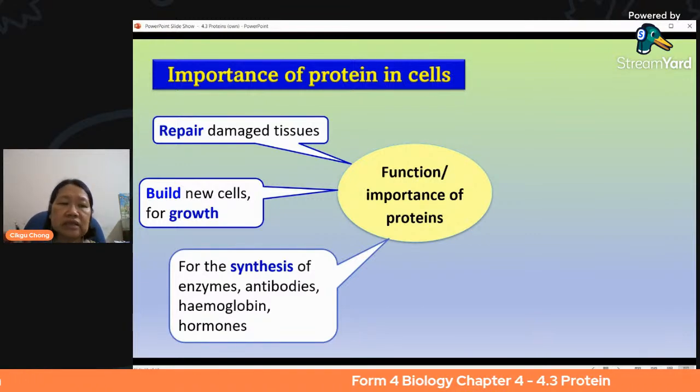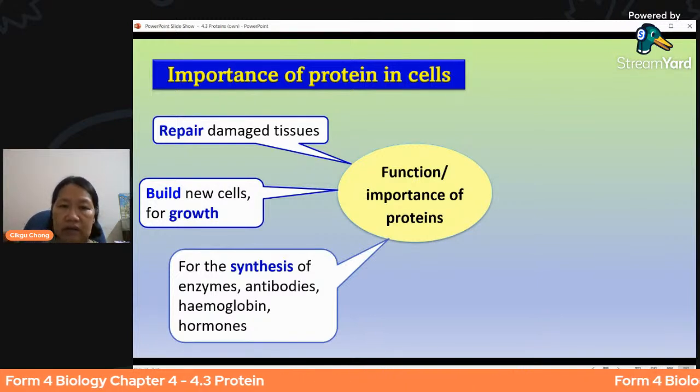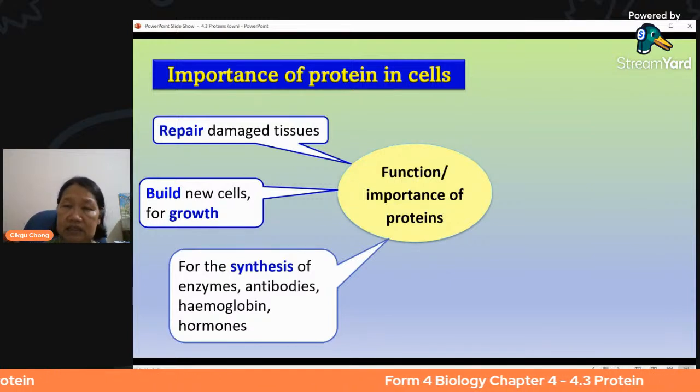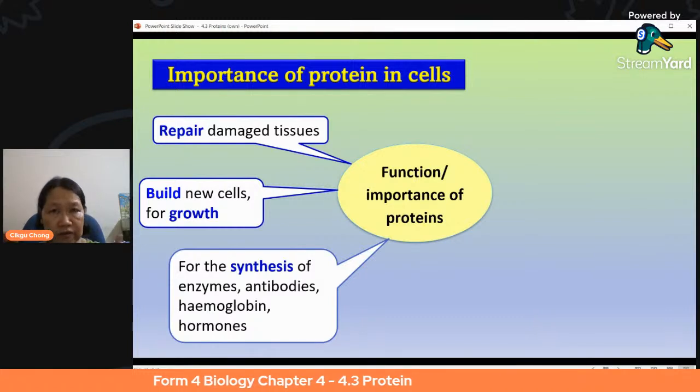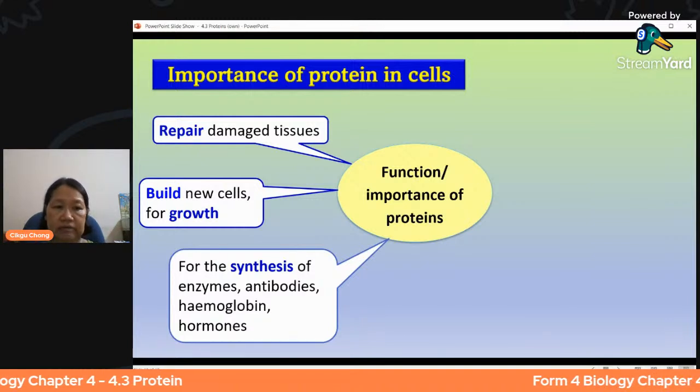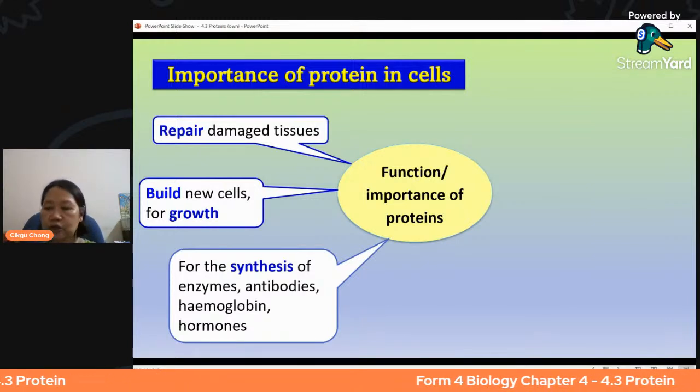Enzymes, antibodies, hemoglobin, the one that carries oxygen in the red blood cell, and hormones are all under the group of protein. So you need the amino acid to make these things. Without amino acid, you cannot make these things. And these are very essential for the physiological process of the body. Otherwise, everything will stop. No enzymes, no antibodies, you die, right? You will be easily infected by bacteria.